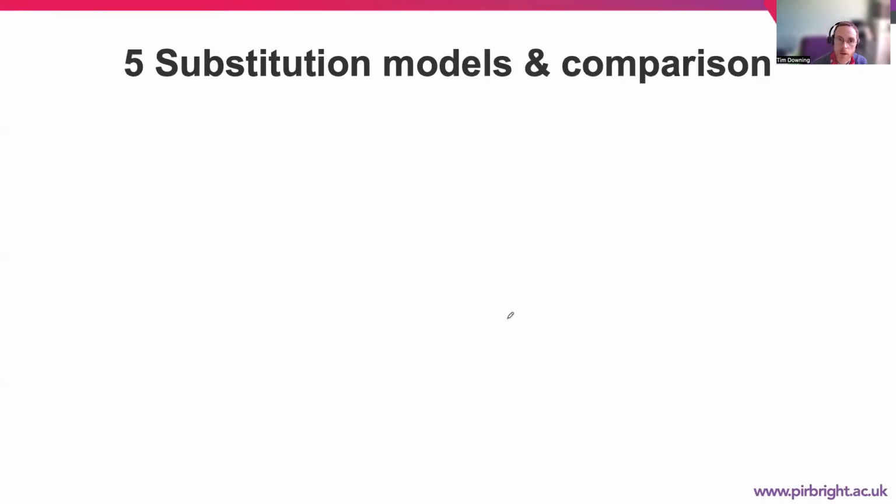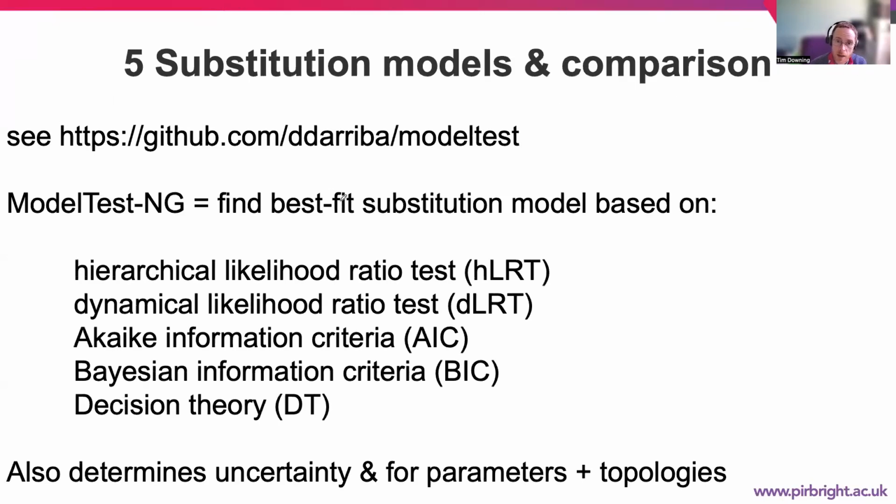A tool that we will use later is ModelTest. ModelTest allows us to compare different substitution models based on these criteria. So we look at hierarchical likelihood ratio tests, dynamical likelihood ratio tests, the Akaike information criterion, Bayesian information criterion, and decision theory as well.